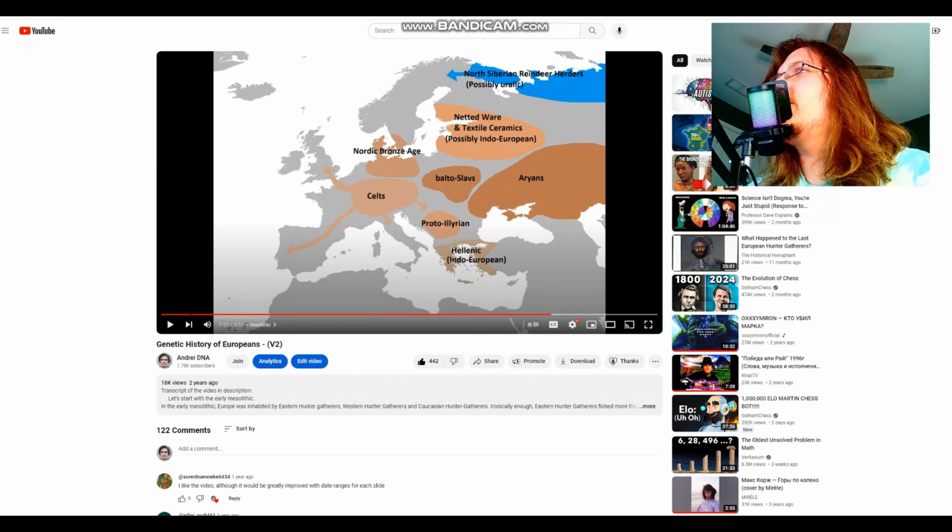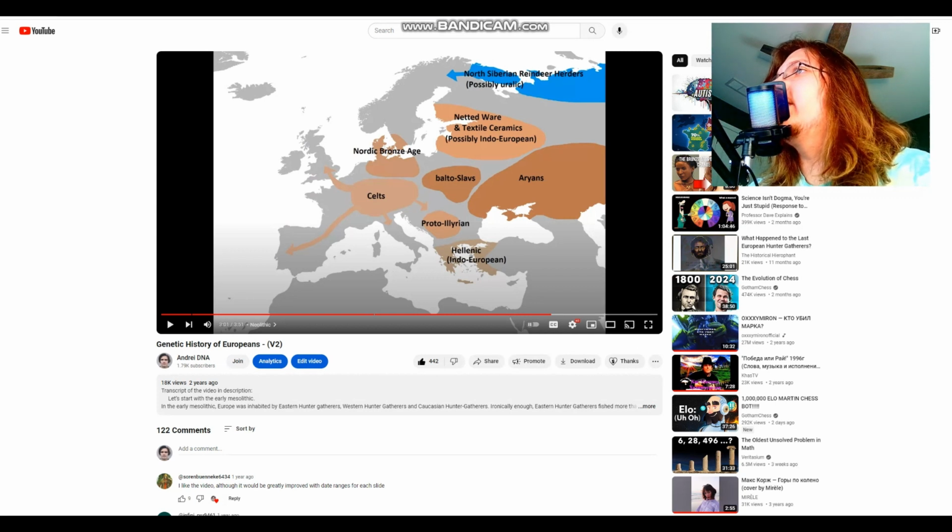Is there Baltoslavs here? Not really. The Baltoslavs are occupying a much larger area by this point in time. They're occupying a much larger area to the north and to the east. Here in Latvia and Lithuania, there's the Shnets culture. That's definitely very Baltoslavic, so okay. Nordic Bronze Age seems to be pretty good. Celtic regions seem to be pretty good.